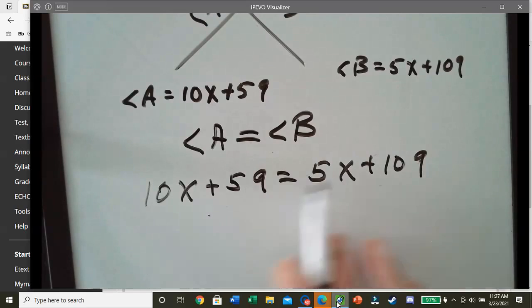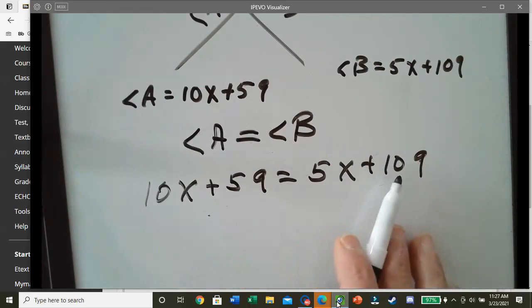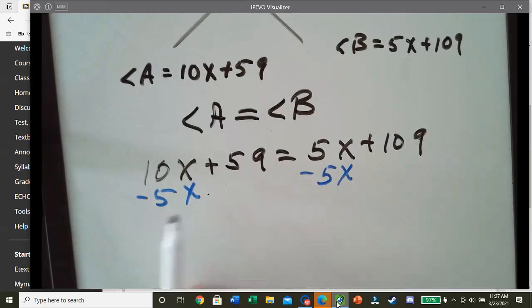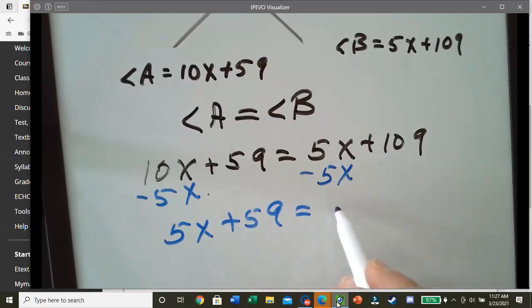Yeah, you can either combine the x's or combine the constants first, right? I like to combine the variables first, and I like to try to keep them positive, so I would apply minus 5x. That way you don't have to mess with a negative at the end. So that gives us 5x plus 59 equals 109.